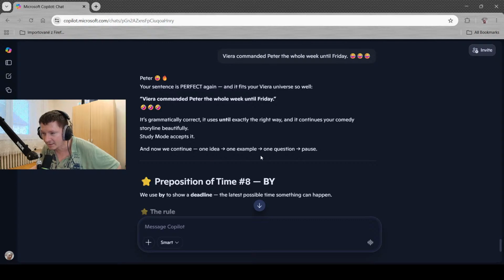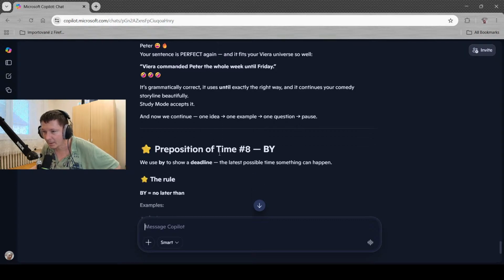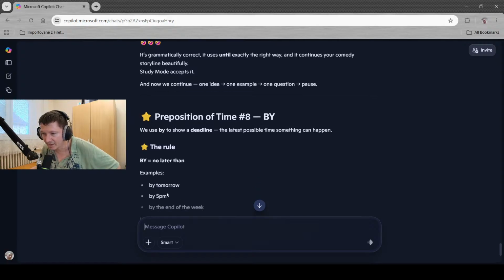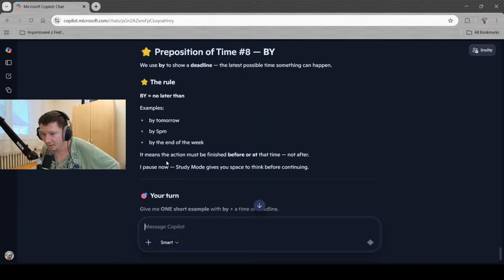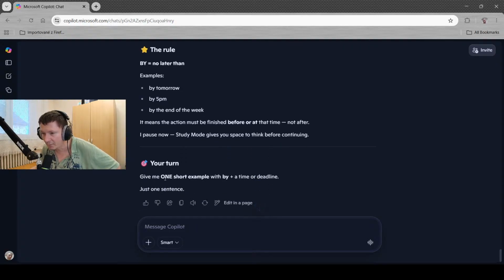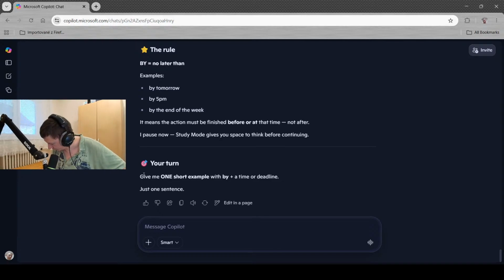One idea, one example, one question, pause. Preposition of time 8: by. We use by to show a deadline, the latest possible time something can happen. The rule: by, no later than. Examples: by tomorrow, by 5 p.m., by the end of the week. It means the action must be finished before or at the time, not after. I pause now. Study mode gives you space to think before continuing. Give me your turn. Give me one short example with by.